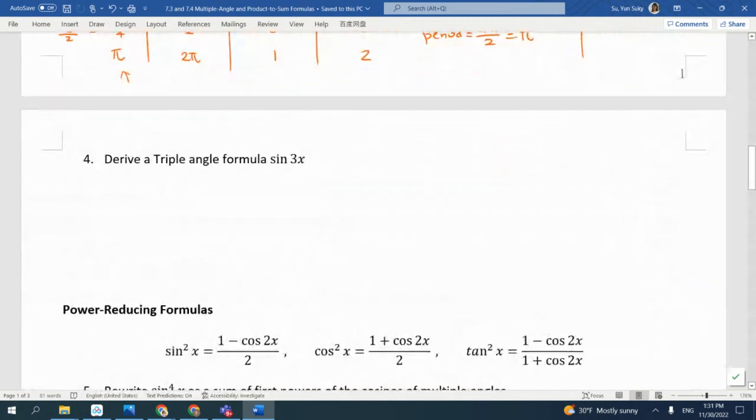Okay, derive a triple angle formula for sine 3x. Well, first of all, sine 3x is sine of 2x plus x. Do you agree? Yes, everybody?